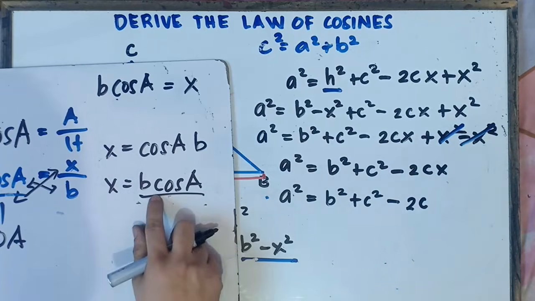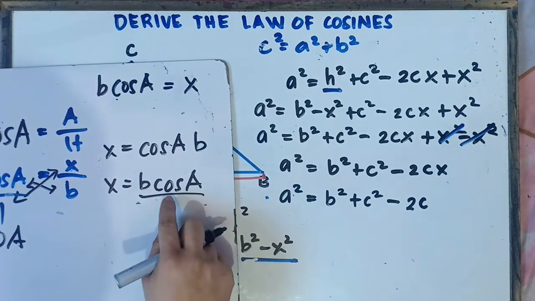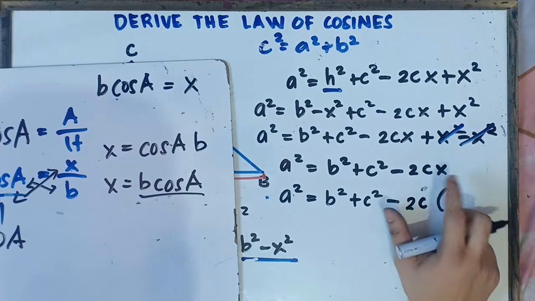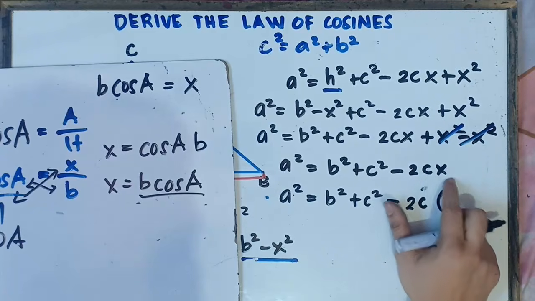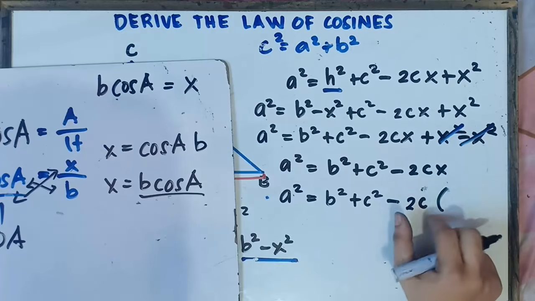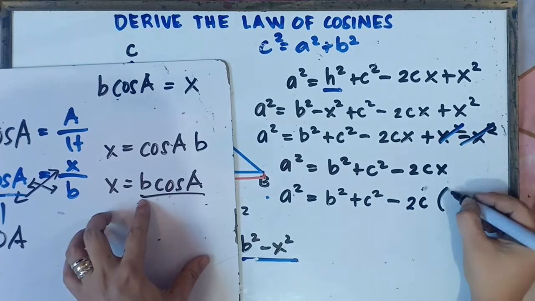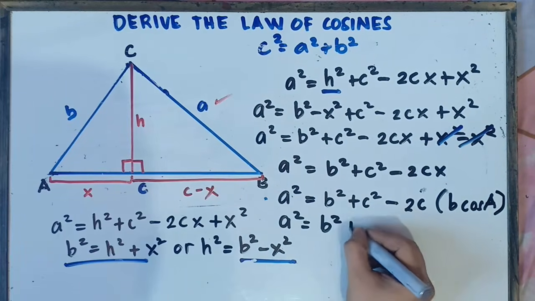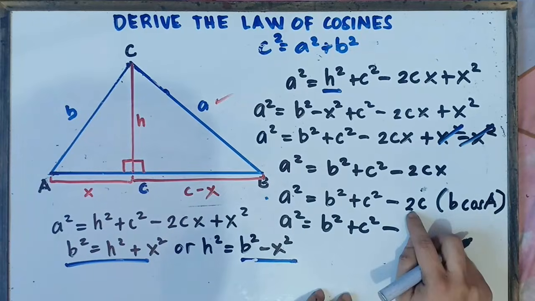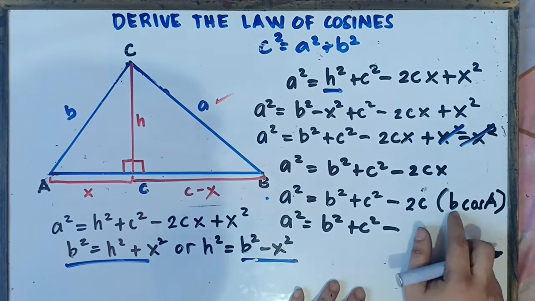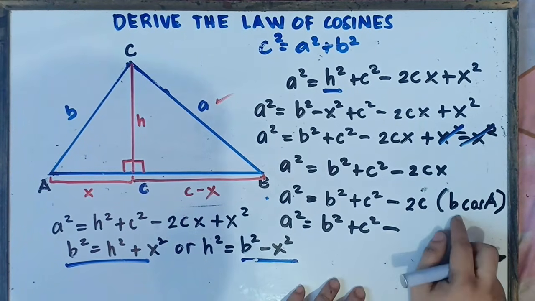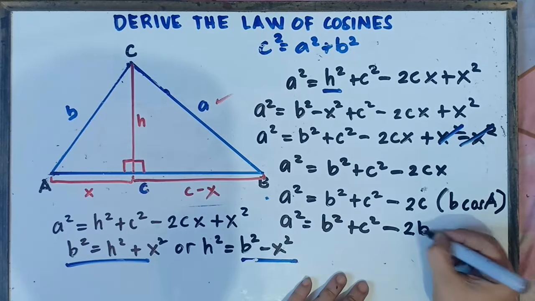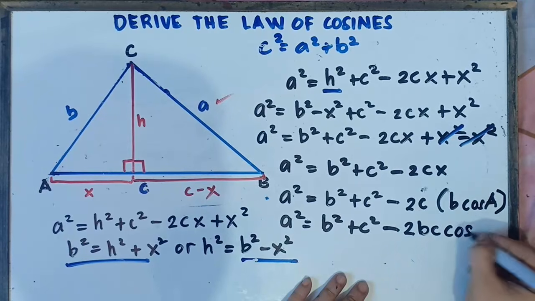and then the value of X, that would be B cosine angle A. So multiply, once again, if you have cx, it means multiplication. If the variables are close to each other, it means multiplication. Therefore, we need to multiply this one, the value of X, B cosine angle A. So this will be A squared is equal to B squared plus C squared minus 2C times B cosine A. So C times B, that would be BC. Simply copy 2, and then C times B, that would be BC, and then simply copy cosine angle A.